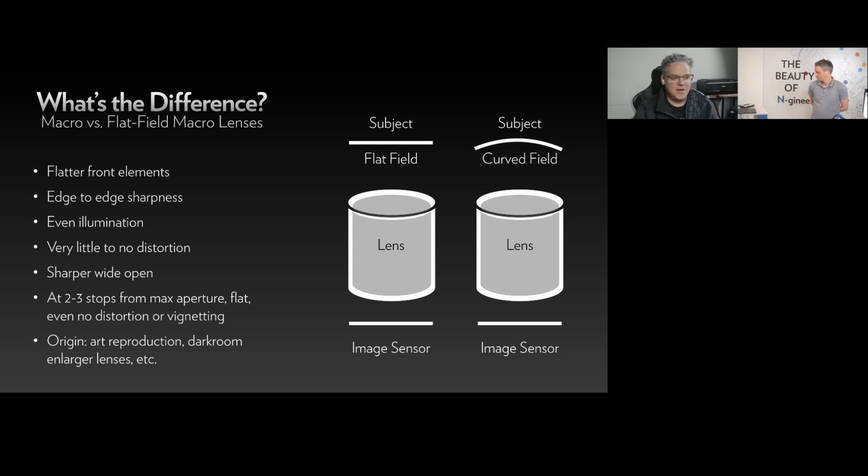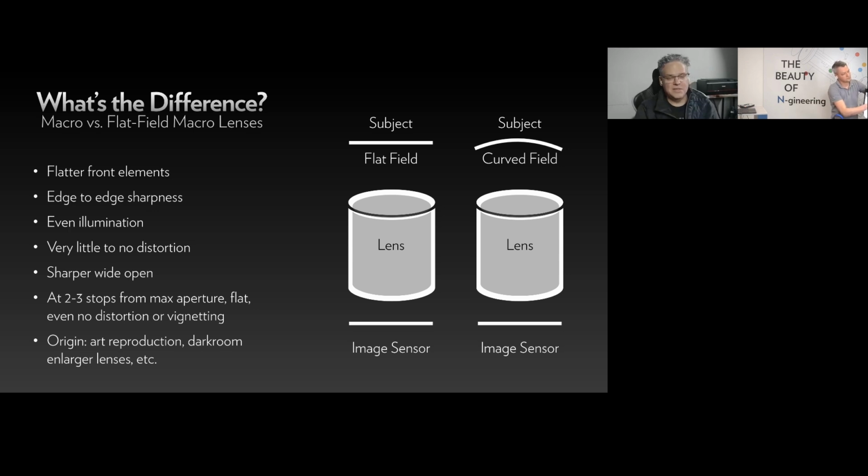And if you stop down 2 to 3 stops from the maximum aperture, the widest aperture, it'll be a very flat field and evenly lit with no distortion or vignetting. So that's a good rule of thumb. Stop down 2 to 3 stops from the maximum aperture with these lenses.